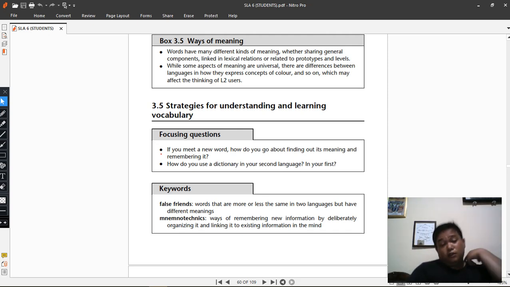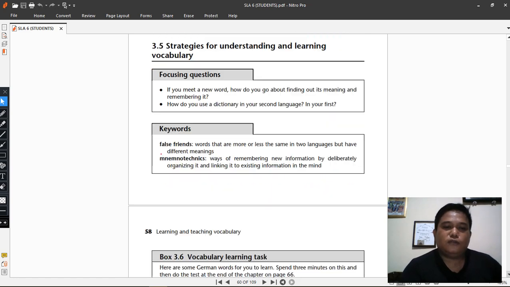3.5 Strategies for understanding and learning vocabularies. Vocabulary. This is the most important thing in learning how to teach vocabulary. Strategies for understanding and learning vocabulary. Focusing questions: if you meet a new word, how do you go about finding out its meaning and remembering it? How do you use a dictionary in your second language, in your first? False friends: words that are more or less the same in two languages but have different meanings.